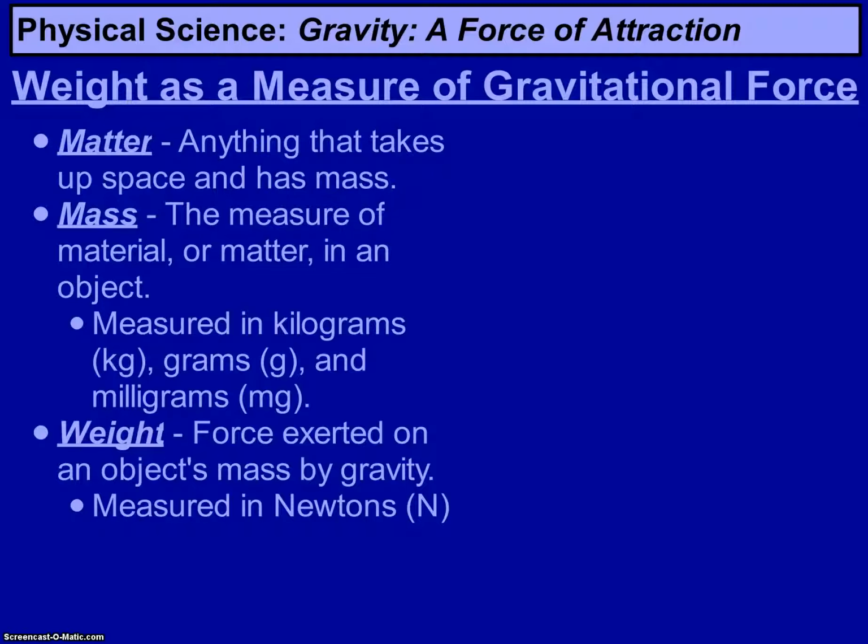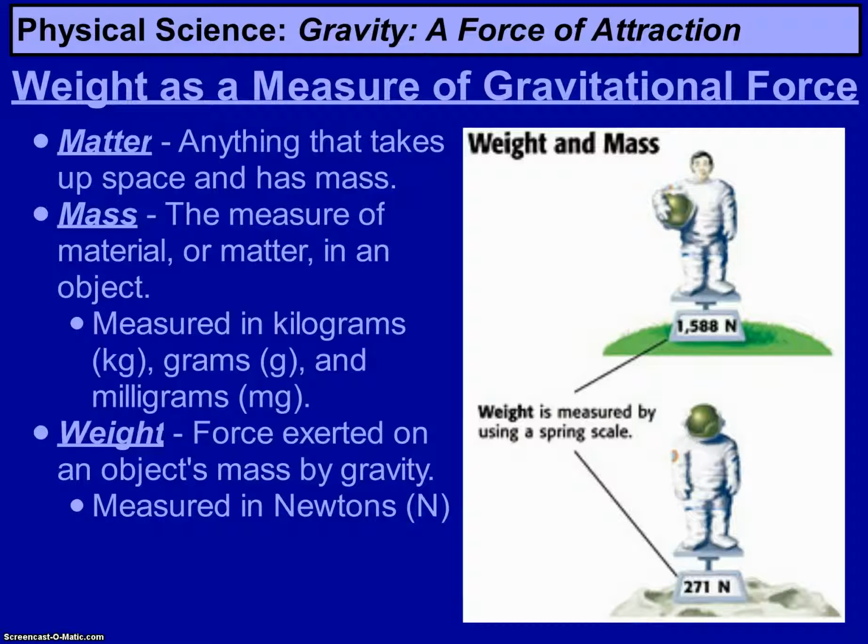Okay, so let's continue on our discussion of weight as a measure of gravitational force. Now, the difference between mass and weight is that mass is not dependent upon gravity, but weight is dependent upon gravity. Let's take a look at what that looks like. Let's say we've got an astronaut that is standing on the Earth versus an astronaut standing on the Moon. On the Earth, our astronaut weighs about 1,588 newtons, whereas on the Moon, it's relatively 1/6 the weight of that astronaut on the Earth.